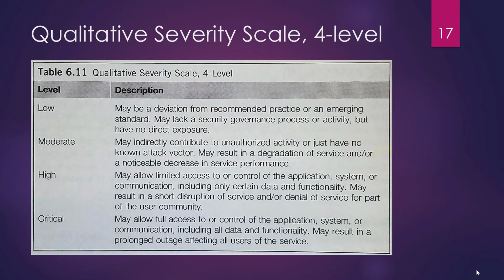All right, so this is what a 4 level scale might look like. And again, what you've done is you've just remapped these a little bit to have greater definitions around severity. So you've got a deviation, but no direct exposure, indirect contribution, limited access, and then full access as a result of these 4 tiers.